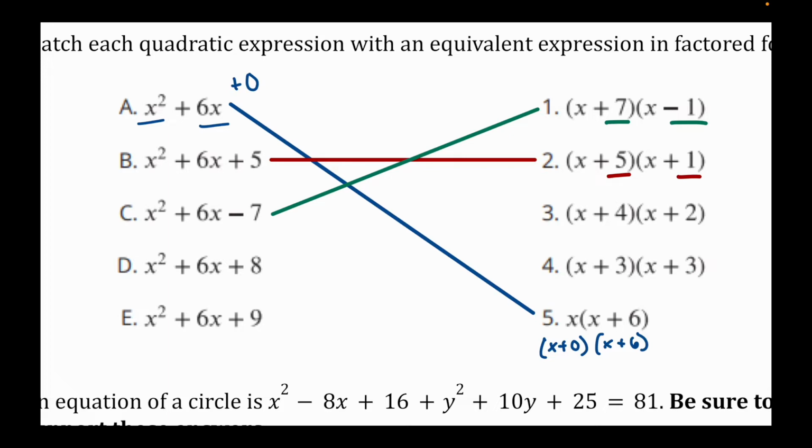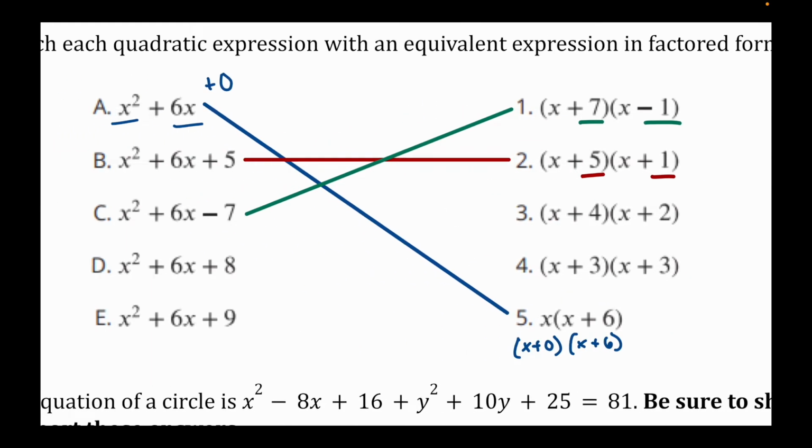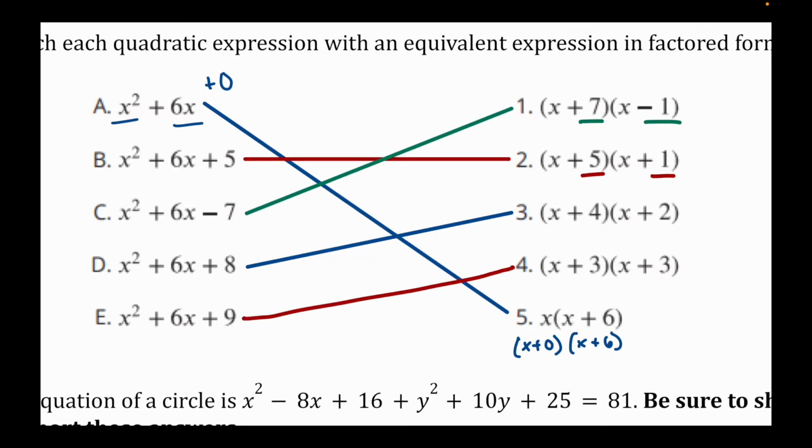For number 8, out of our two options left, we have 4 and 2, because 4 times 2 makes 8, and 4 plus 2 gives us 6. And that means our last one here, 9, should be 3 and 3, and those do multiply out correctly.